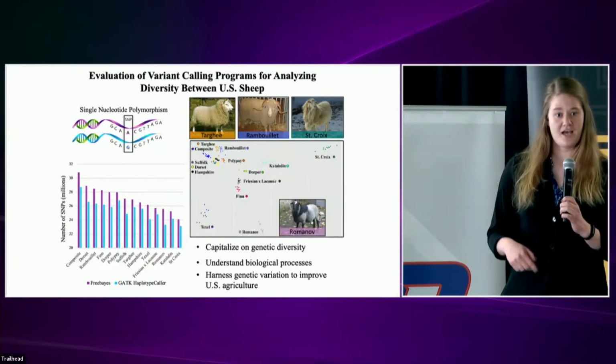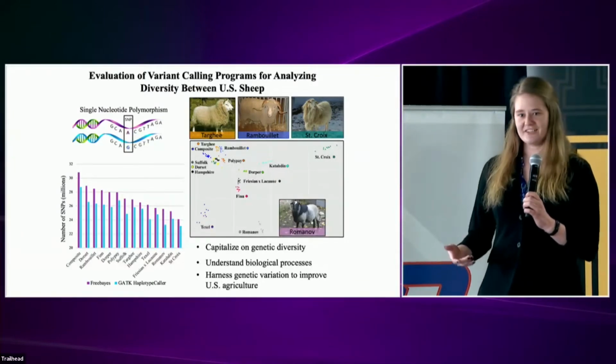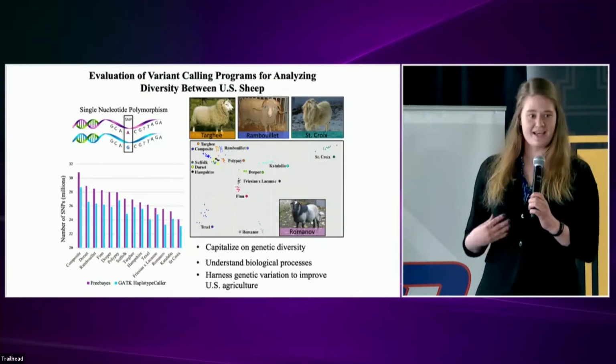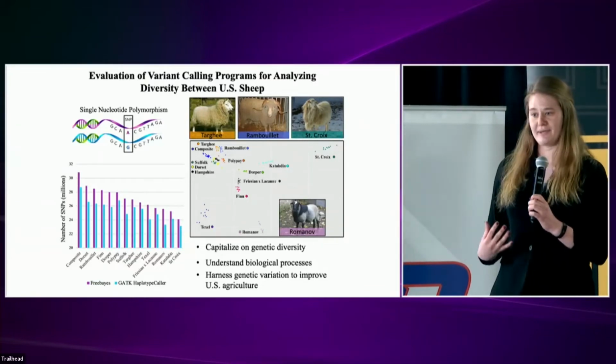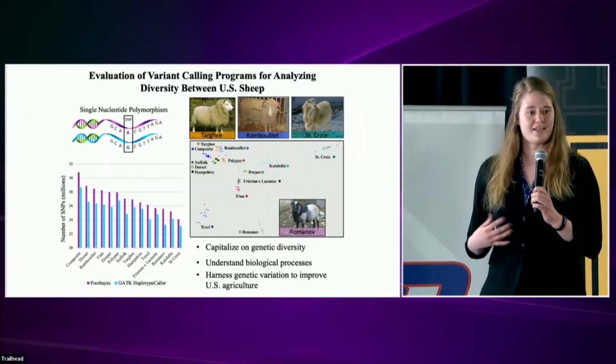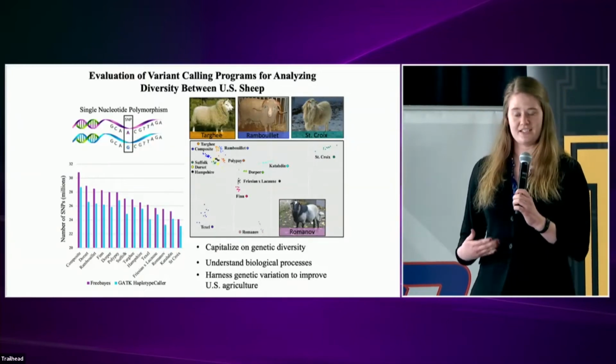There's also the St. Croix, which, as you can see from its long flowing mane, is a hair sheep, and it's known for its parasite resistance. There are also breeds that are known for their fertility, such as the Romanov.